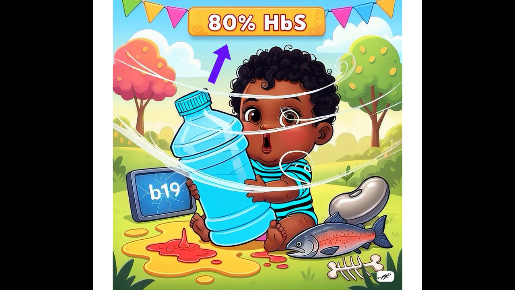Lastly, the banner that says 80% hemoglobin S is a reminder that these patients will usually show more than 80% of their hemoglobin as being hemoglobin S.